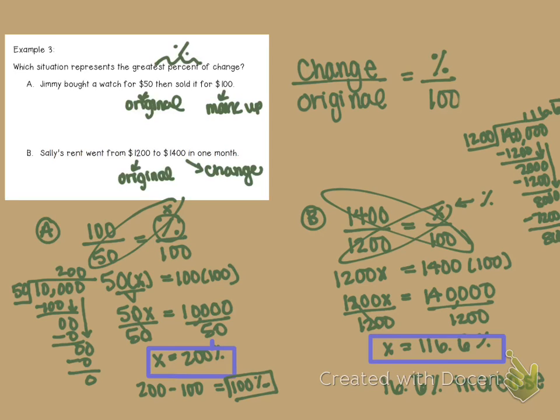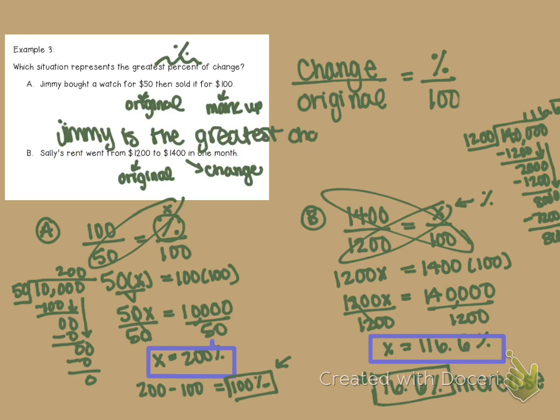So the original question is, what is the greatest percent of change? This was 100% markup, and this was a 16.6% markup. So Jimmy is the greatest change. Okay, you are finished. Make sure that you have all of this on your paper and that you ask questions tomorrow if you have any.